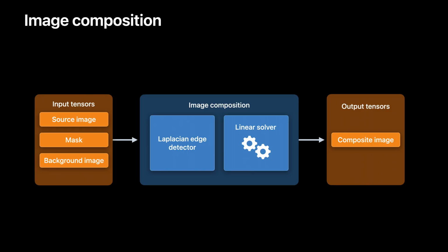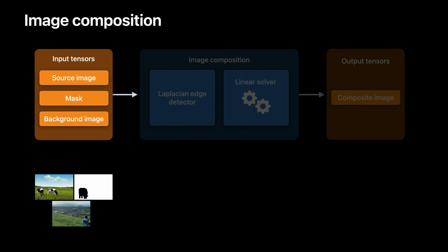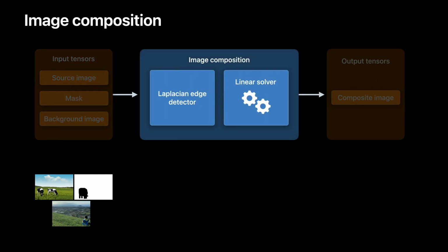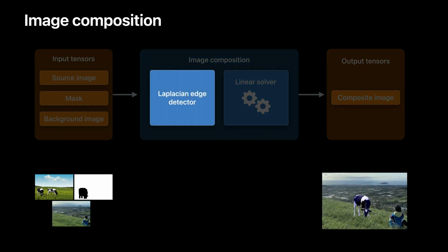Now let's look at the details. Here we see the pipeline needed to perform image composition with MPSGraph. We start with our input tensors, the background image, source image, and a mask of the object. Next, we use an iterative linear solver coupled with a Laplacian edge detector. The output of this set of operations is a composite image with smooth edges. Let's take a look at the Laplacian edge filter.